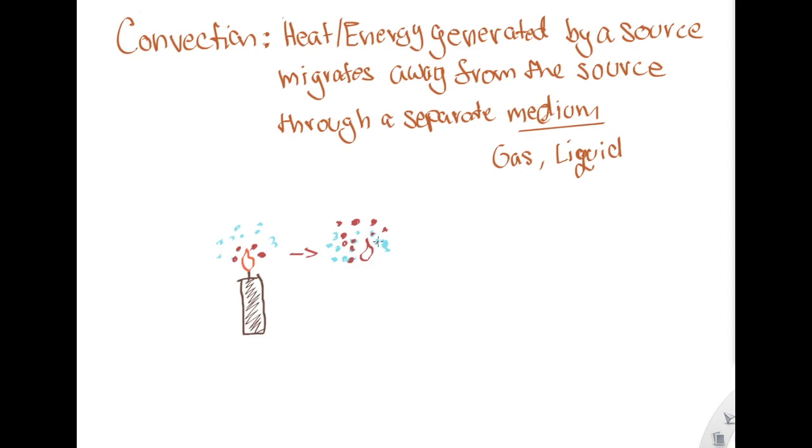It's going to heat up, and it's going to get to the point where it's hotter than this original set of hot air. And they're going to move up and around this. So that's heat by convection. Heat by convection is heat generated by a source, and that heat or energy migrates away through a separate medium, either through a gas or a liquid.